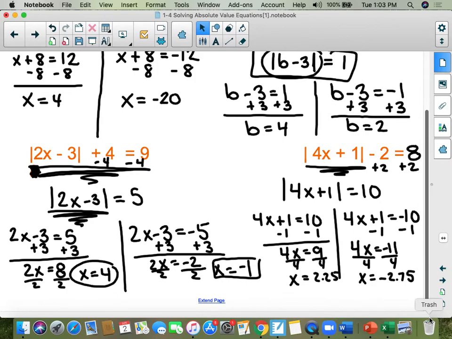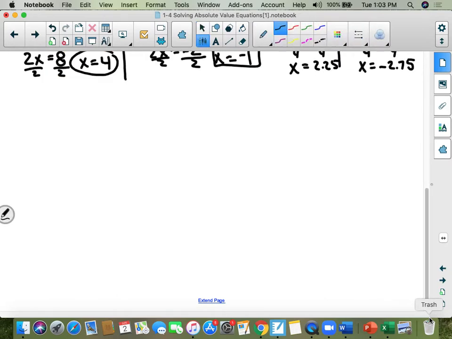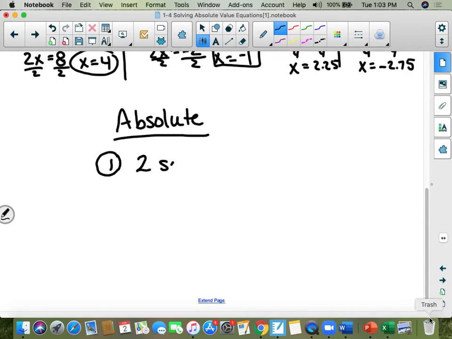So, I just like to summarize this because of the steps. When you do absolute value problems, you'll see this on the ACT if you take the ACT. Number 1, you know you're going to have 2 solutions. Make sure you break it up. You know you're going to have 2 solutions.